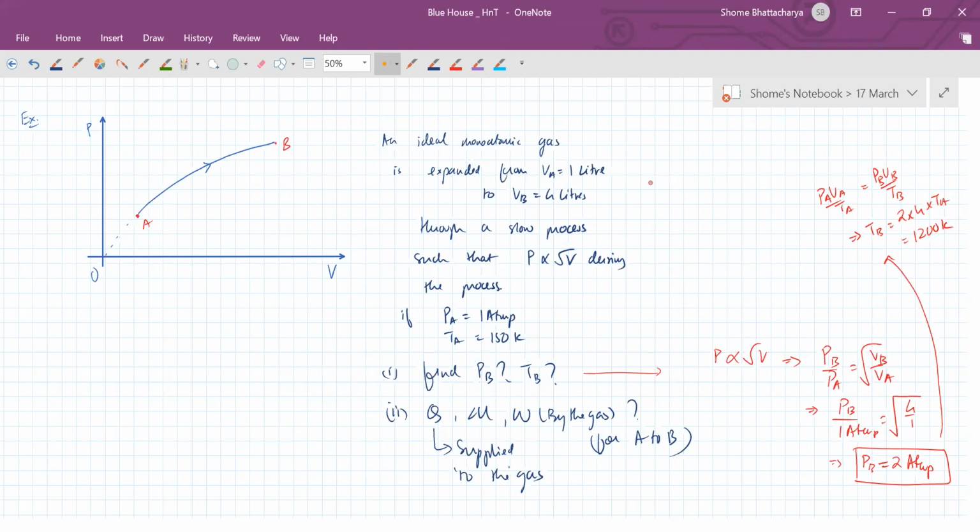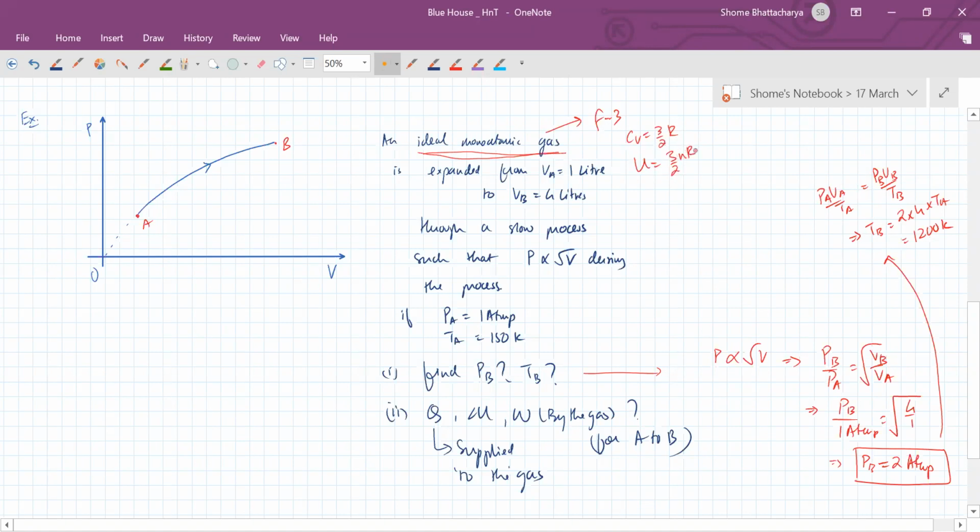No, we'll use the ideal gas equation also, na? Durgesh, we'll use the ideal gas equation because it's given to us that it's an ideal monoatomic gas. Not only that, we'll also be using the fact that degrees of freedom is 3. So Cv is equal to 3 by 2 R, or internal energy is equal to 3 by 2 nRT for the ideal gas. These equations we'll be using.